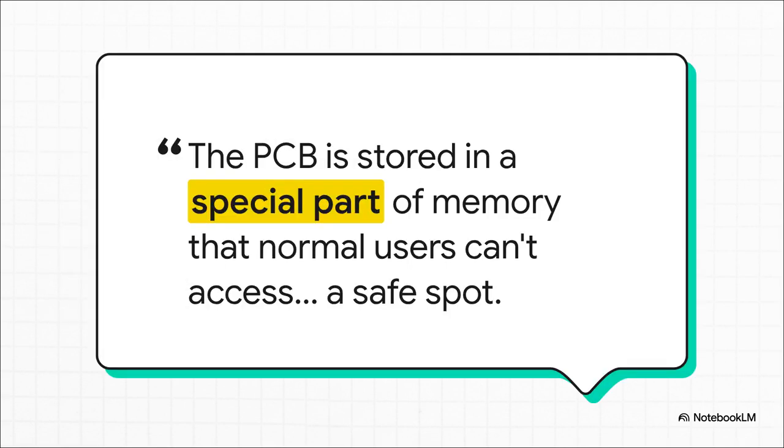And here's the kicker. All this super critical information is kept under lock and key. The PCB is stored in a special, protected part of the computer's memory that only the OS kernel can touch. This is to stop some buggy app from, say, scribbling all over another app's order ticket. Can you imagine the chaos that would cause in our kitchen?